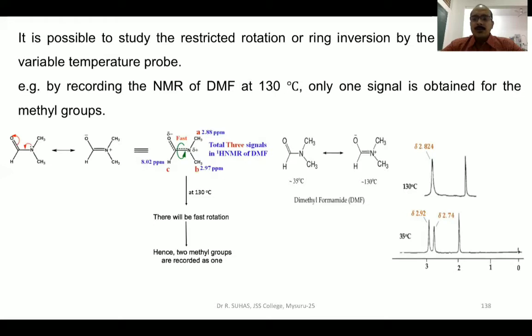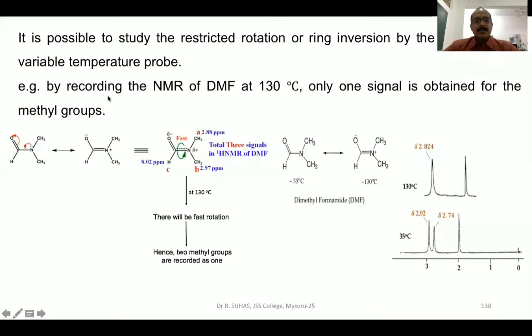Now you want to see whether the molecule can rotate, or a particular atom or group of atoms can rotate within the molecule or not. And also you can see whether there is any ring inversion in the molecule. This is mainly applicable for ring molecules. In ring molecules, you know that there will be flipping in the ring system. Whether the flipping has taken place or not, you can easily study by making use of variable temperature NMR.